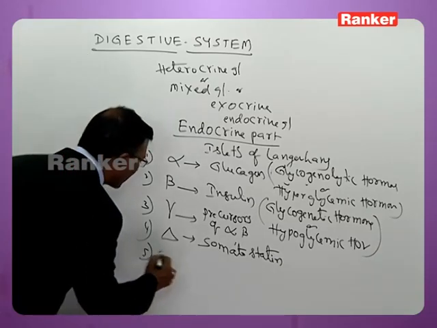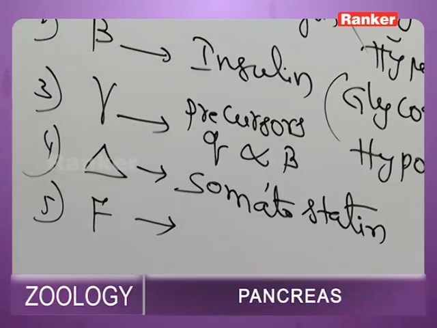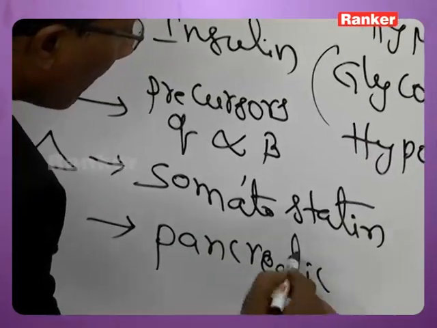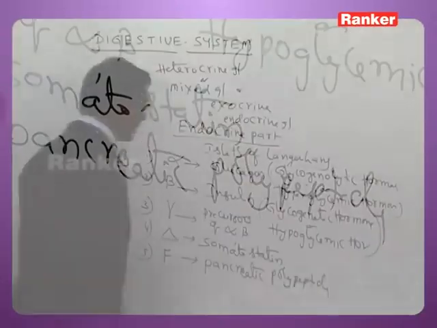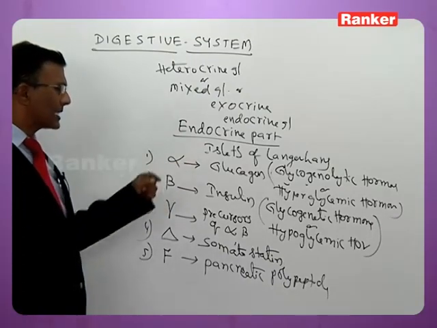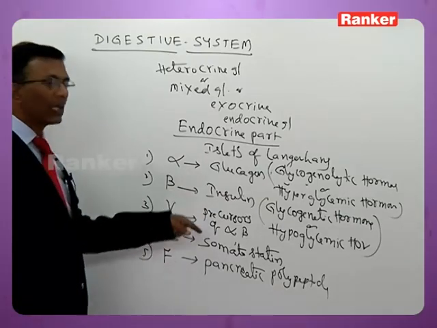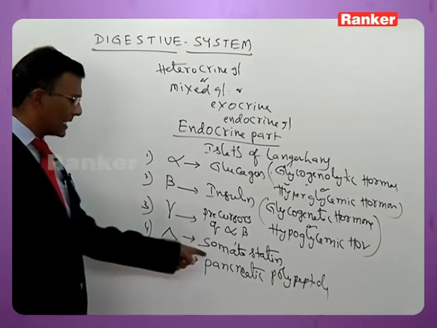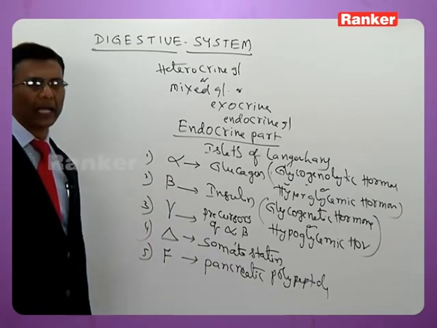The next you have F cells. F cells of pancreas you call it. These F cells synthesize pancreatic polypeptide. Then how many kinds of cells are there? I shall repeat once again for you, dear students. Alpha cells synthesize glucagon, beta cells synthesize insulin, gamma cells give rise to both alpha and beta, delta cells synthesize somatostatin, F cells synthesize pancreatic polypeptide. So this is with regard to the endocrine part of the pancreas.